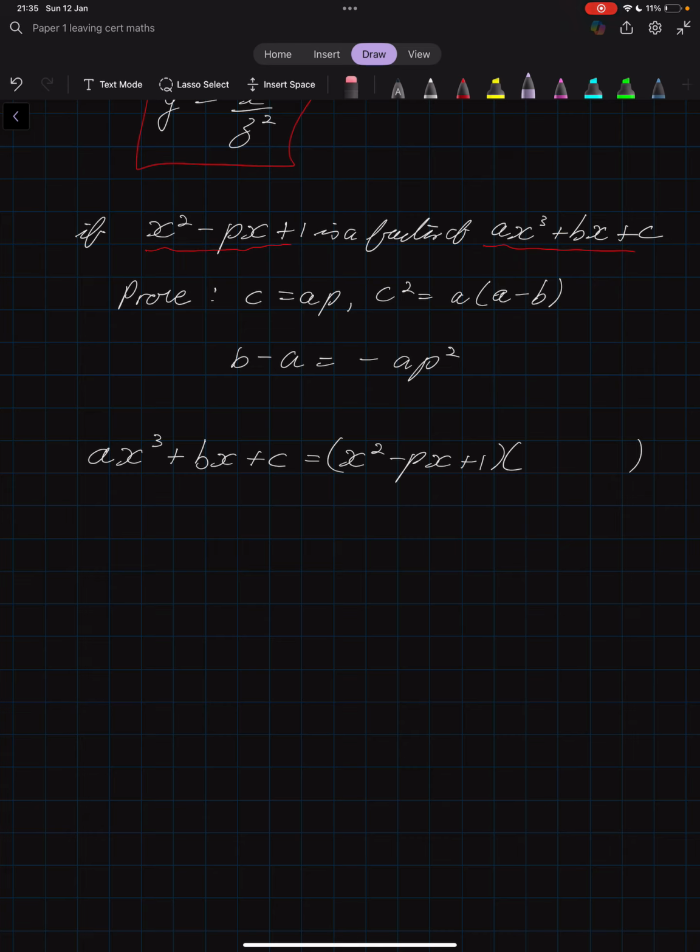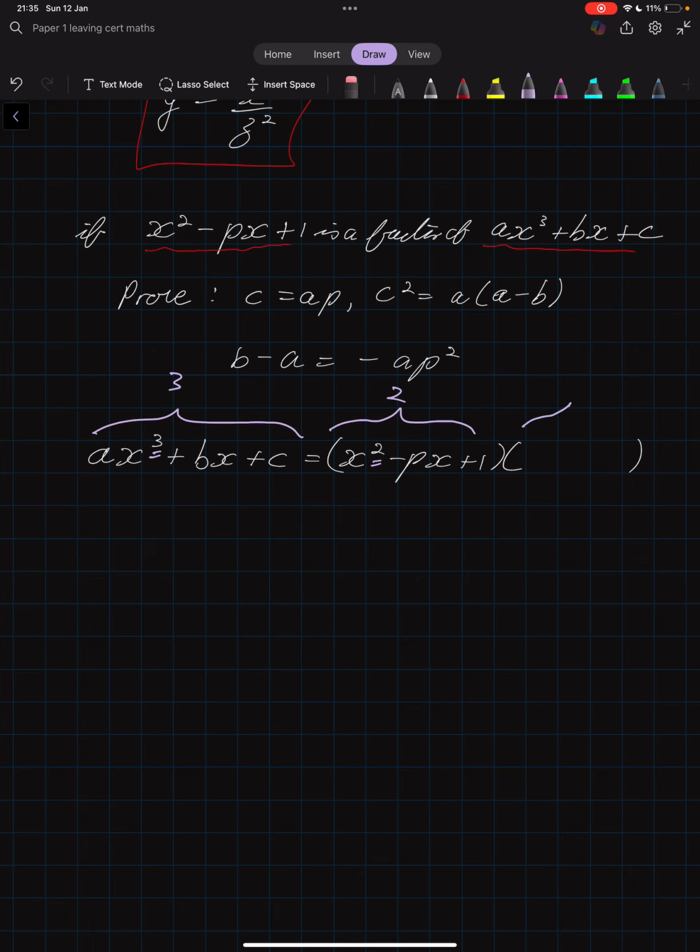This has degree 2. So what do I mean by degree 2? I mean the highest power. And when you multiply a function of degree n with another function of degree m, you add the degrees together. So in this case, this function has to be of degree 1, because 1 plus 2 is 3.